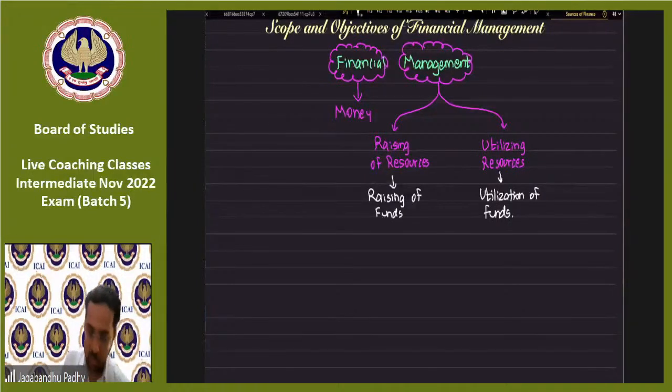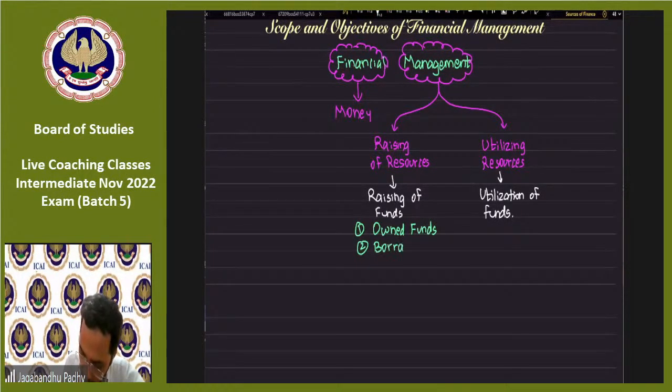Okay. See, the broad category from which you can raise the funds, there are two. One is the owned funds. And the second source is the borrowed funds or the borrowed capital. Owned funds and borrowed capital. Right? Both broad categories. So any sort of source of funds you take.